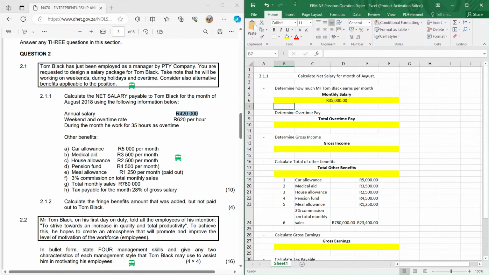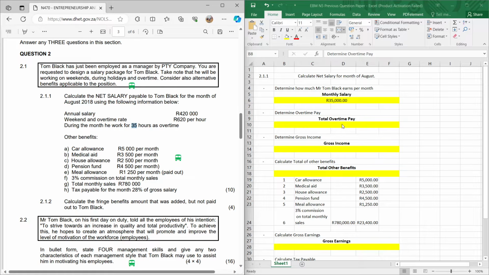Now that we have that out of the way, we need to calculate the overtime, right? Because we are being told on the statement that during the month he worked for 35 hours as overtime. And we know that his rate for overtime is 620 rand per hour, right? So what does this mean exactly? It simply means that for each hour that Mr. Tom Black works as overtime, he will be paid 620, right? So that means out of the 35 hours, we need to multiply them by 620, right?